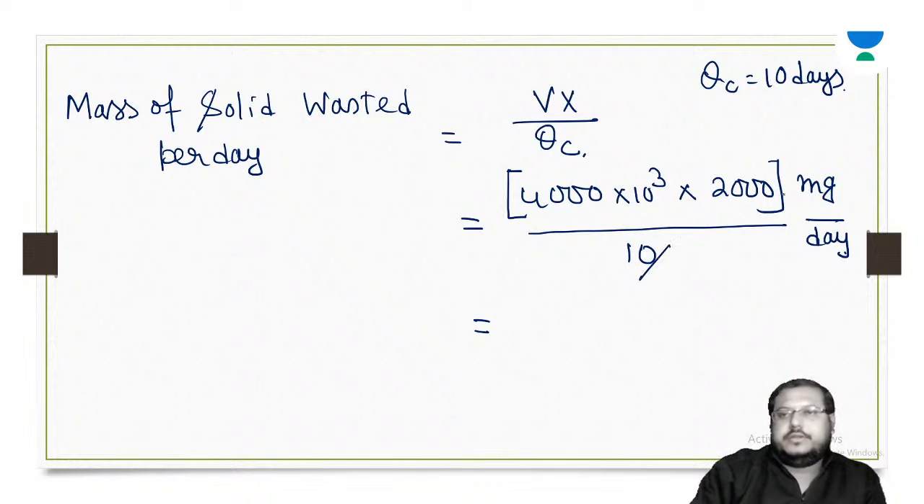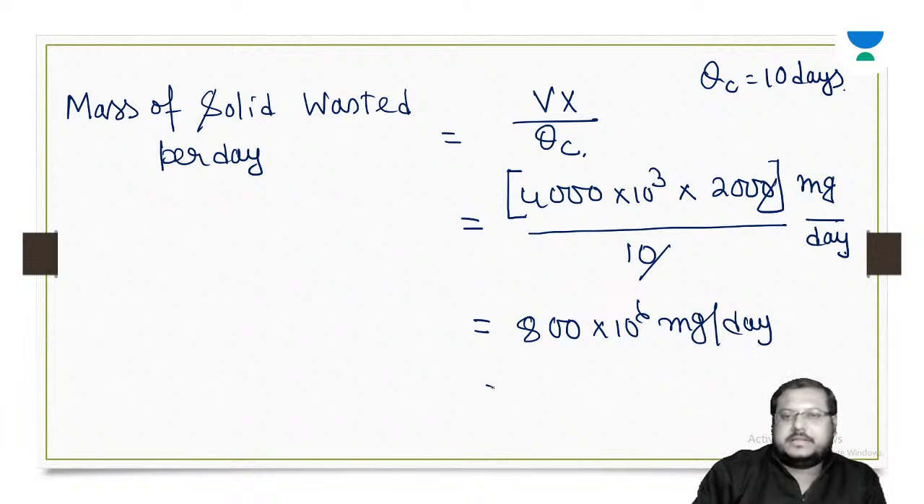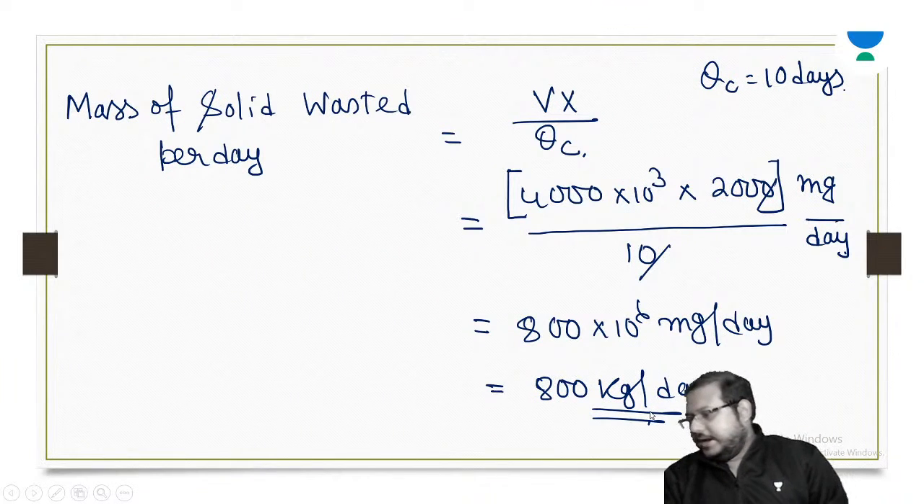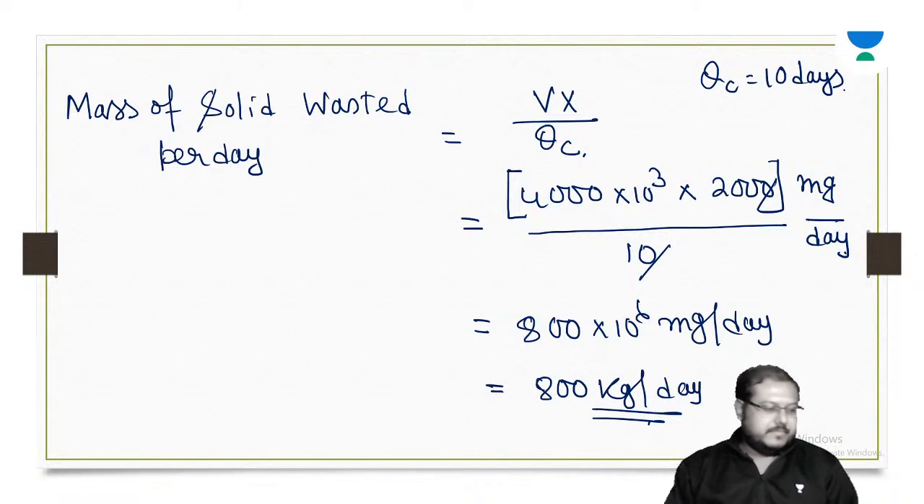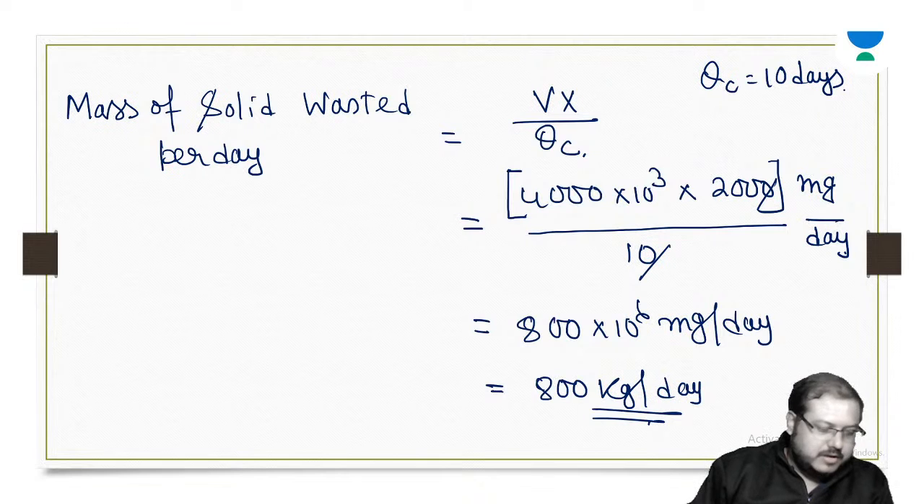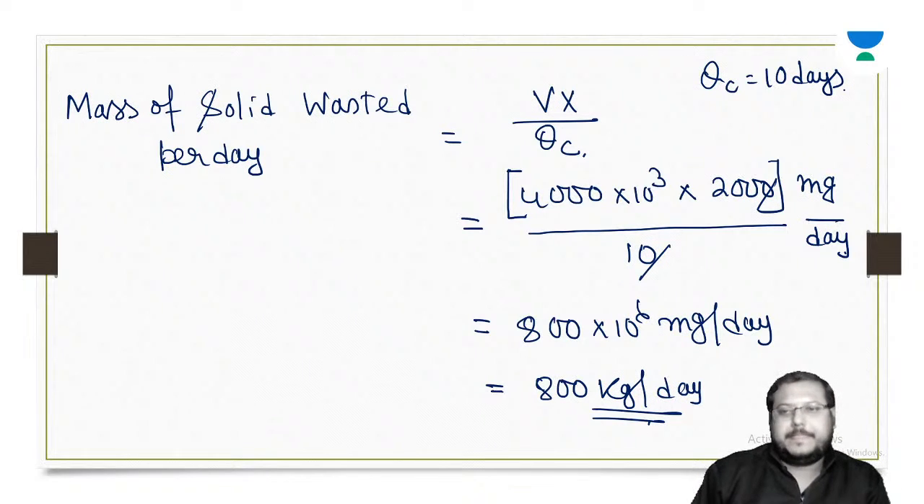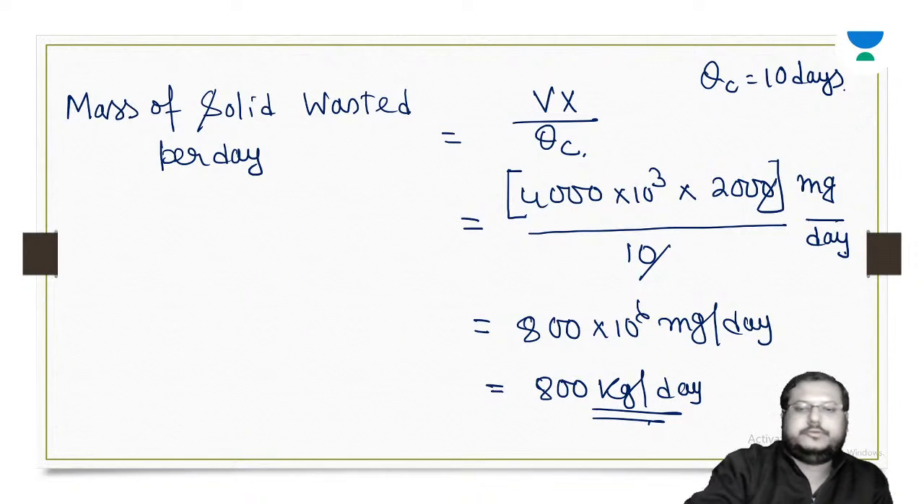So it is going like this: 800 into 10 to the power 6 milligram per day. But as in the question they're asking in kg per day, it's 800 kg per day, which will be your final answer. Sorry, it's question number 10.